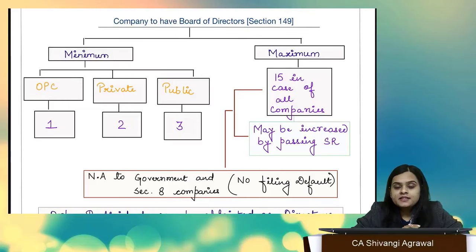Okay. Revision of the complete chapter of directors, appointment and qualification of directors, containing section number 149 to 172. So we have a lot of sections along with the relevant rules, and we are going to revise the same now.